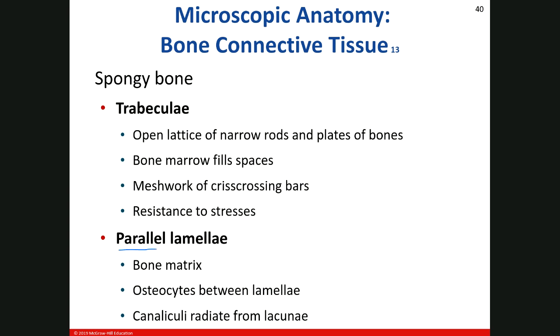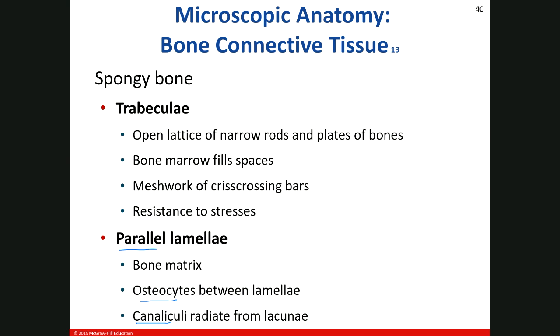And the same situation with this lamellae as we saw in compact bone is that we'll have lacuna in these lamellae, and we'll have osteocytes that live in those lacuna. Also, those lacuna need to communicate with one another, so those osteocytes can share nutrients and communicate with one another. So we'll see canaliculi going from one lacuna to the next. So that'll be a similarity there.